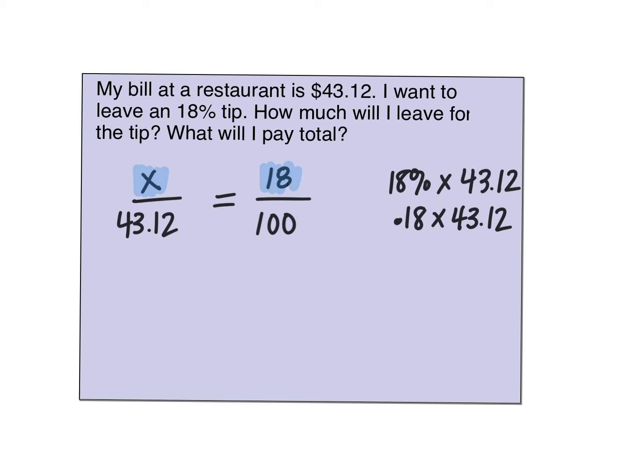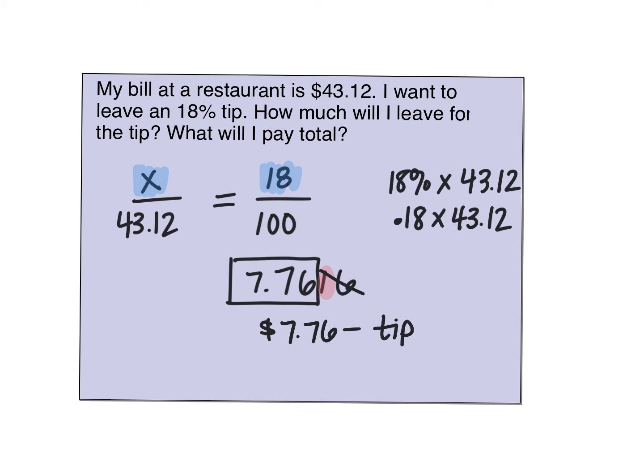So hopefully you already solved this, but either way you did it, I should end up with, on my calculator, here's what it shows, 7.7616. Now you guys know money can only have 2 decimal spots, so I can only go that far. You need to look at the next number, the third number here. If it's 5 or higher, you round it up a penny. It's not, so I just keep it as $7.76. That's going to be the tip for my waiter.